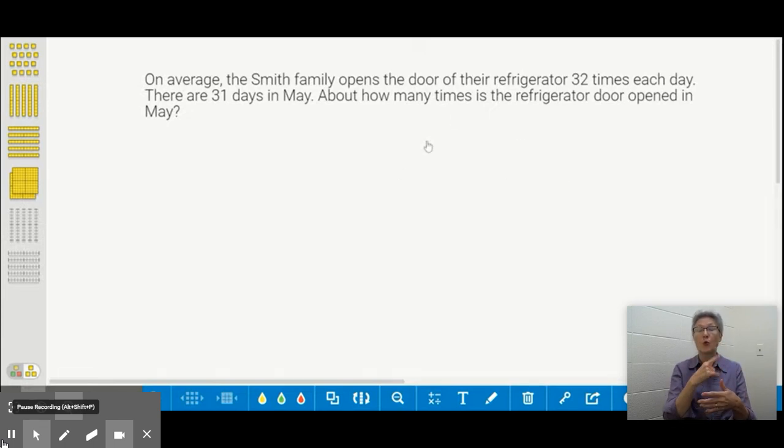So we're going to take a look at this word problem here. It says, on average, the Smith family opens the door of their refrigerator 32 times each day. There are 31 days in May. About how many times is the refrigerator door opened in May? I'm going to read this problem again in my head, and I'd like you to do the same because I want you to read this problem and interpret it. Think about how would you solve this?